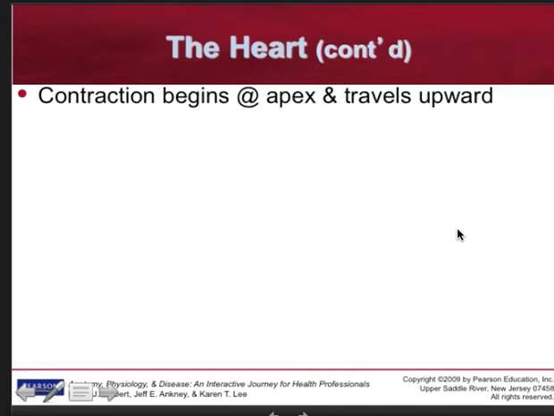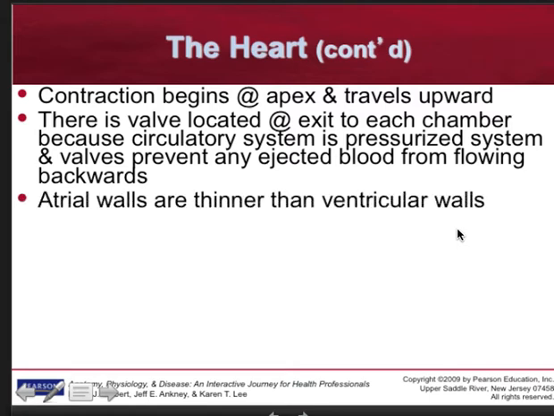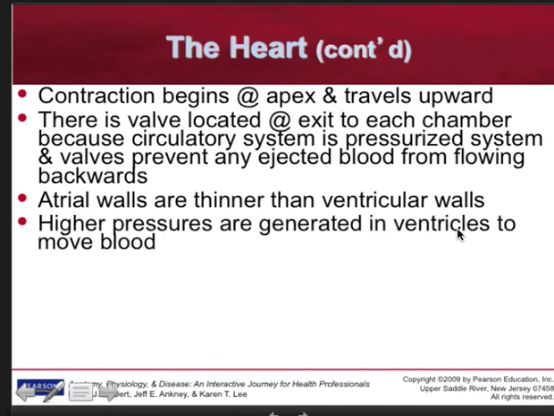Okay. Contraction begins at the apex and travels upward. There is a valve located at the exit to each chamber because the circulatory system is pressurized and the valves prevent any backward flow of blood. The atrial walls are much thinner than the ventricular walls. If you were to actually see an intact heart, you would be amazed at how much more insubstantial the atria are than the ventricles. They look like simply a pair of flaps of tissue on the outside surface of the heart compared to the size and strength of the ventricular chambers.